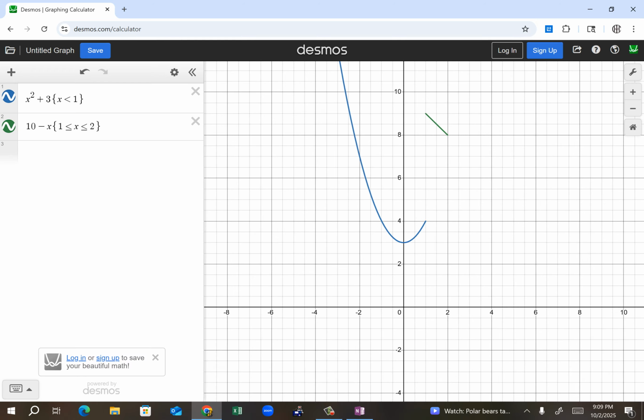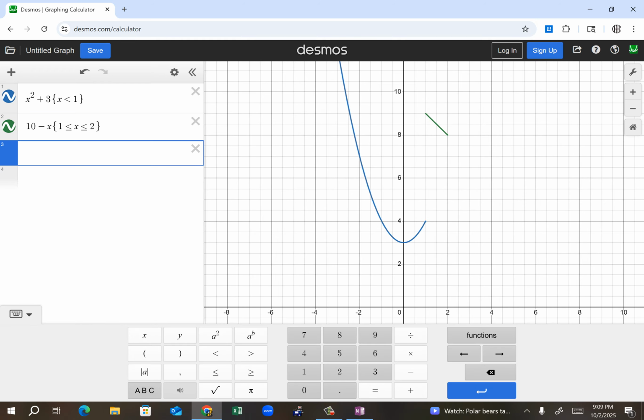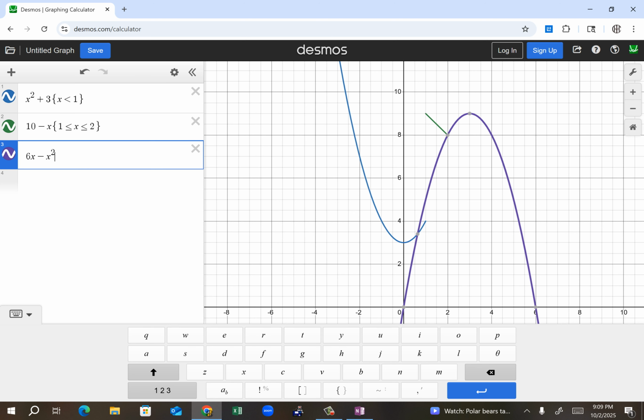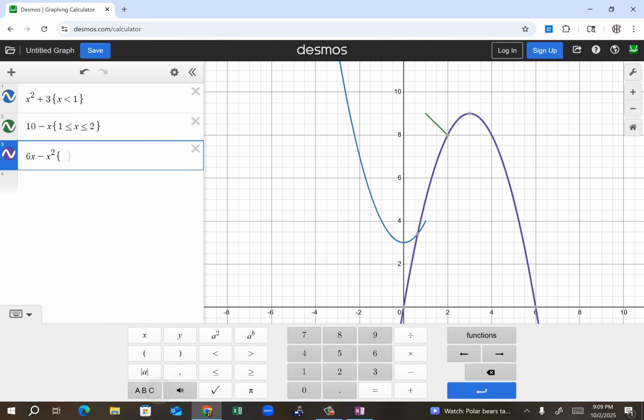And then we're going to put in 6x minus x squared, squiggly brackets, x greater than 2.